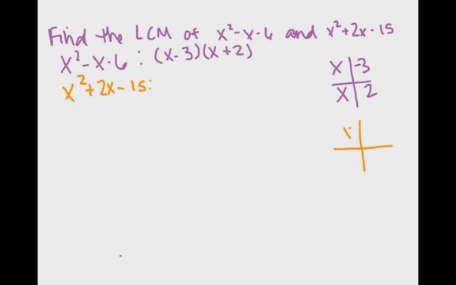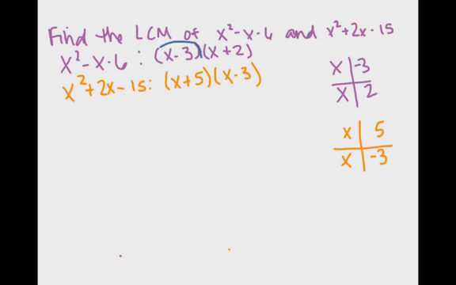We know that x and x is going to go on the left. And then we have 5 and 3. One of them has to be negative because 15 is negative. Our middle term, 2x, is positive, meaning our bigger number has to be positive, so our 3 is going to be negative. So we have x plus 5 and x minus 3.